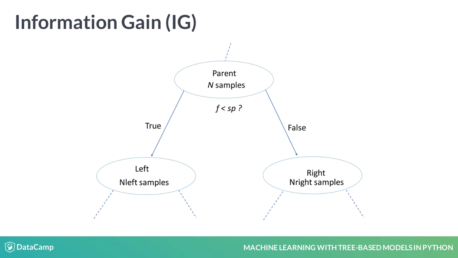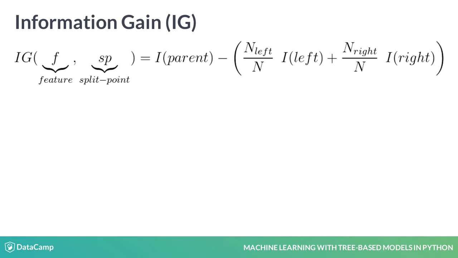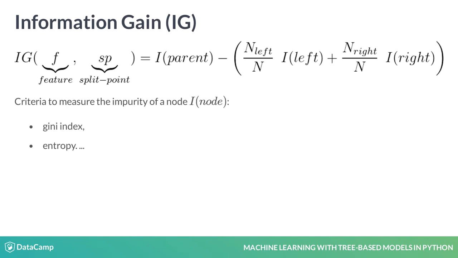The tree considers that every node contains information and aims at maximizing the information gain obtained after each split. Consider the case where a node with n samples is split into a left node with n left samples and a right node with n right samples. The information gain for such split is given by the formula shown here. A question that you may have in mind is, what criterion is used to measure the impurity of a node? Well, there are many criteria you can use, among which are the Gini index and entropy.